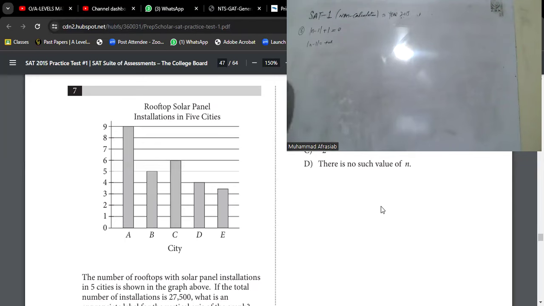So you can write that no such value of x exists, which is the part D of this answer. We also know that |n minus 1| is basically equal to the square root of (n minus 1) squared, and if you put it equal to minus 1, then it's not possible. So that is why this answer is not possible for this question.